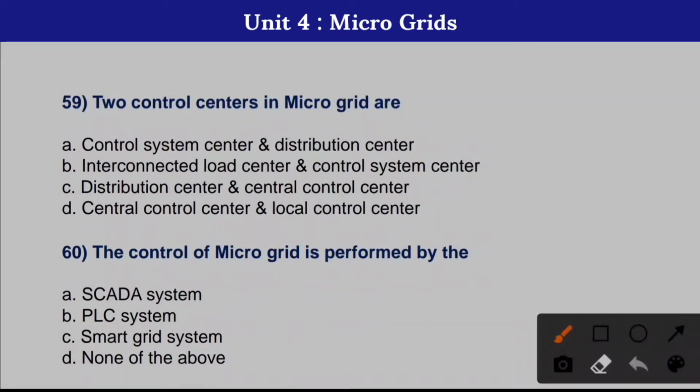59. Two control center in microgrid are. Here correct option is option number D, central control center and local control centers. 60. The control of microgrid is performed by the. Here correct option is option number A, SCADA system.